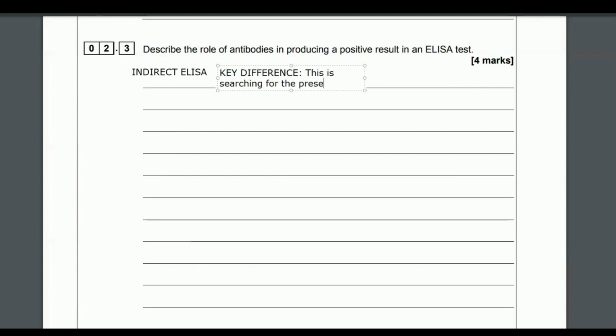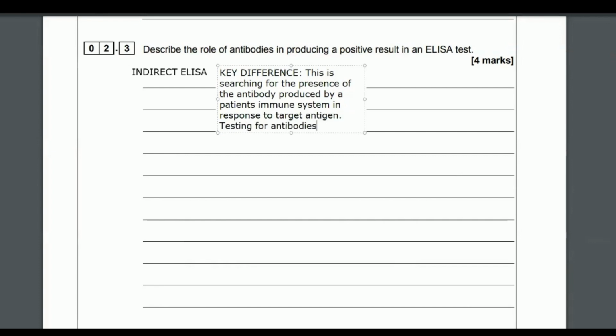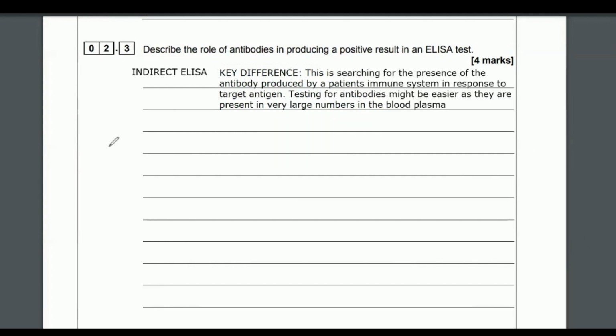Okay, the key difference with the indirect ELISA test. So the key difference with the indirect ELISA test is that we are searching for the presence of an antibody produced by the patient's immune system in response to the target antigen. We're not actually searching for the antigen. So this might be a virus where it's really hard to find the virus. It's so small, or something like that. And actually, it's much easier to look for the antibodies because a patient who has the disease will produce large amounts of the antibodies. So it might be a lot easier.